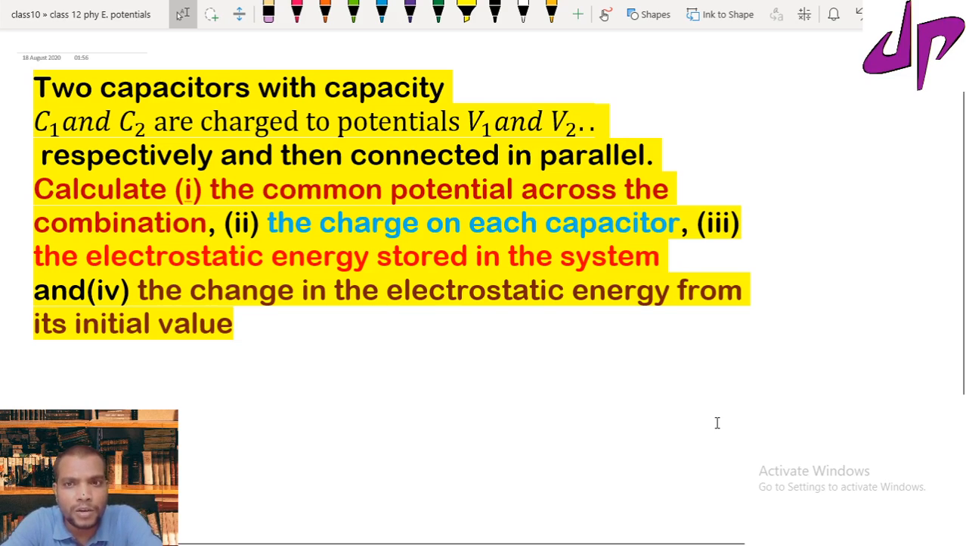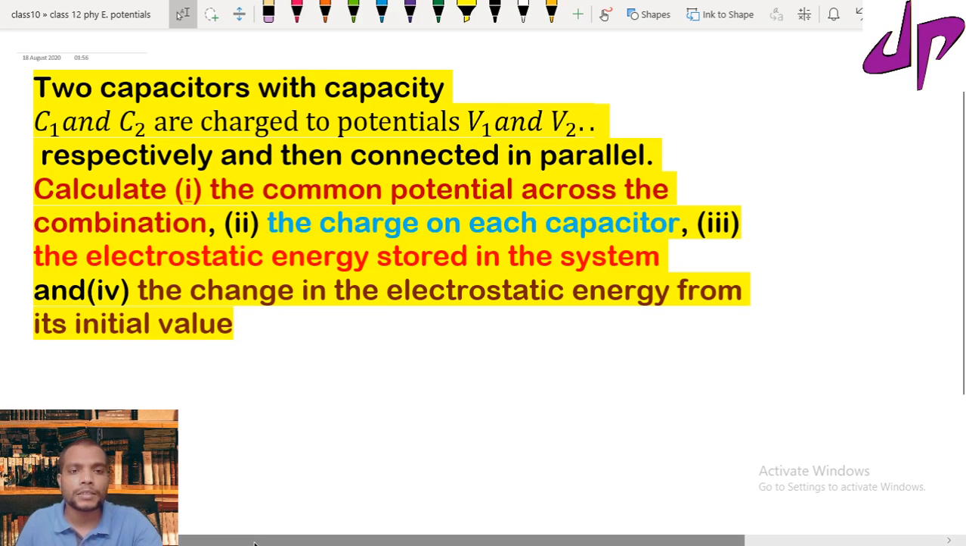Similarly, the charge on each capacitor, the electrostatic energy stored in the system, and finally the change in the electrostatic energy from its initial value.